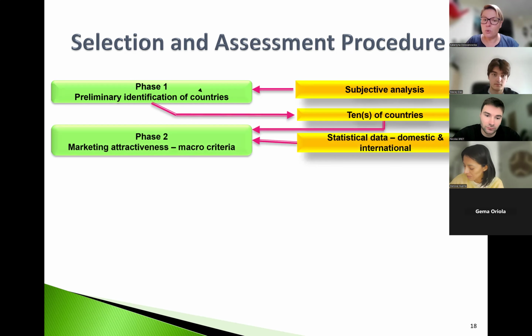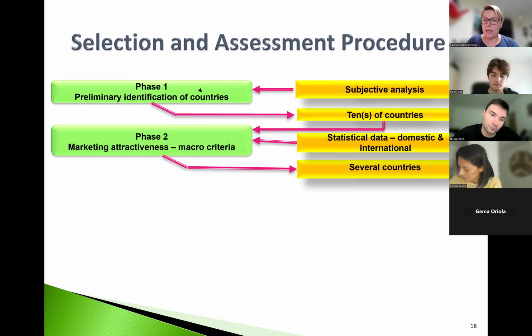Then you go to the second phase, which is based on actual data. So you look for data for macro criteria, and this is where our PESTLE analysis comes in place. You collect the data which is relevant, you compare it, and as a result, you end up with several countries. Depending on how detailed your analysis is, it could be 20, it could be 5, right? But that's up to you. It depends with how big of a market you start initially.